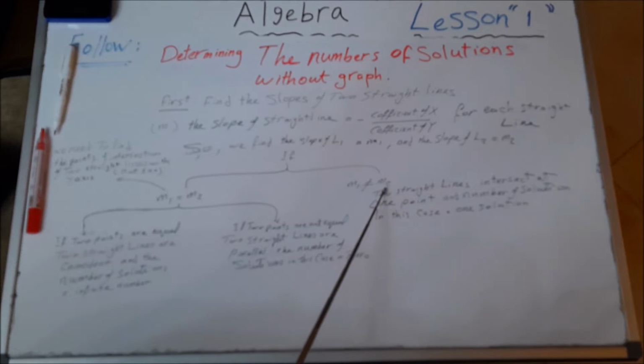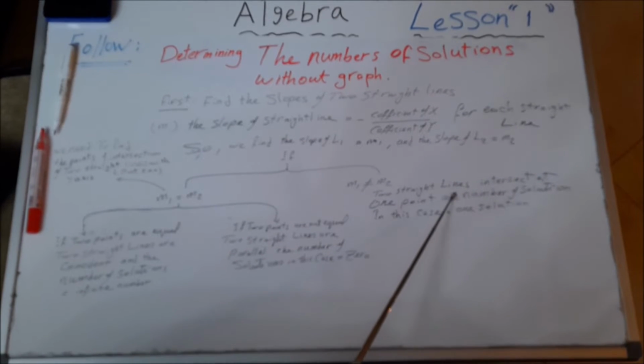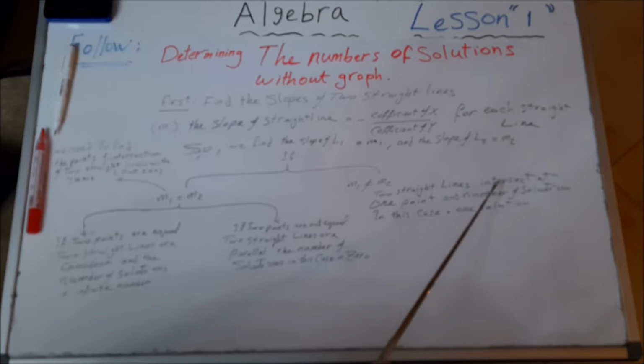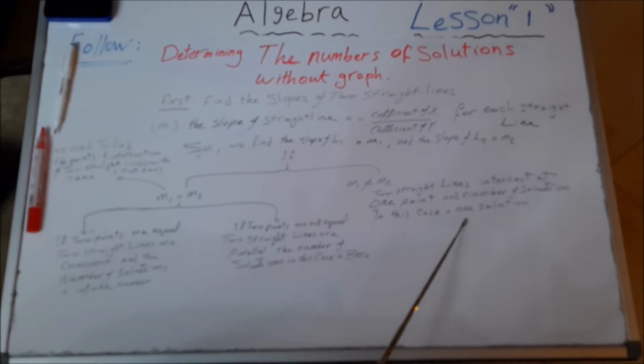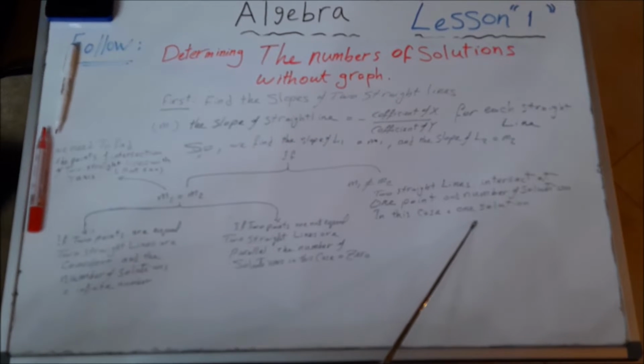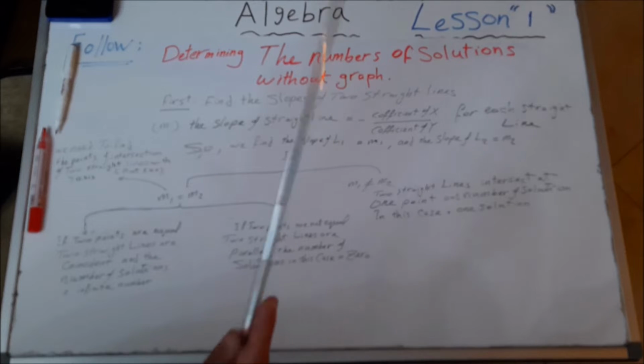طيب after that if m1 doesn't equal M2, in this case, directly two straight lines intersect at one point, and the number of solutions in this case equal one solution. يبقى in this case the number of solution equal 1.